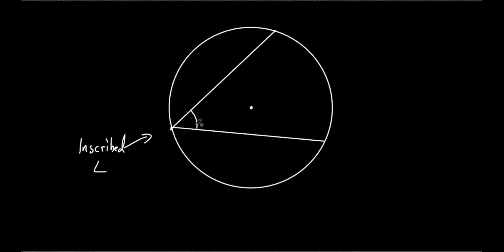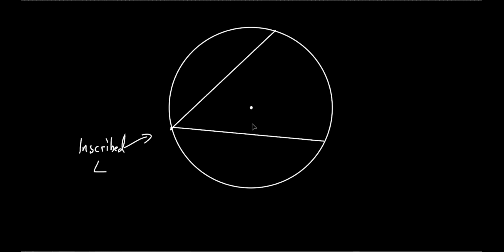Okay. Now, let's talk about this angle right here. We mentioned this on Friday. It's hard to have class when students are talking when I'm trying to teach. So watch. This angle is called the inscribed angle because the vertex lies on the circle itself.